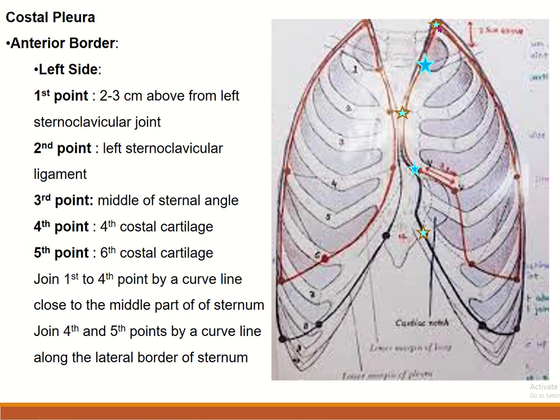On the left side, first point 2 to 3 centimeters above the left sternoclavicular joint. Second point, the left sternoclavicular joint. Third point at the middle of the sternal angle. Fourth point, the fourth costal cartilage. Fifth point, the sixth costal cartilage. Join these points by a curved line along the middle of the sternum, but the fourth and fifth points should make a curve along the lateral border of the sternum.